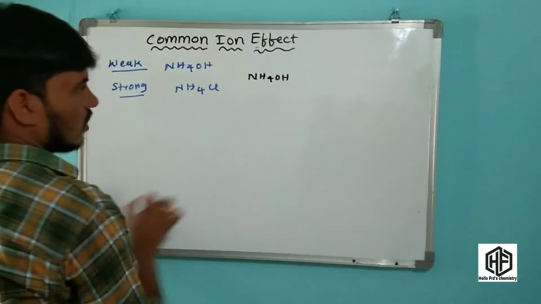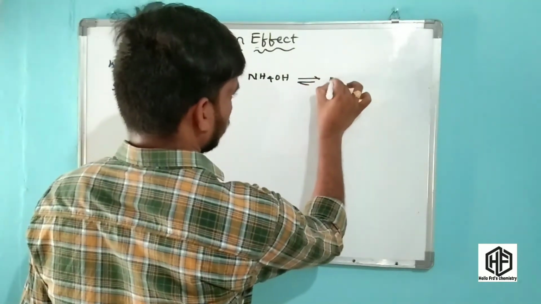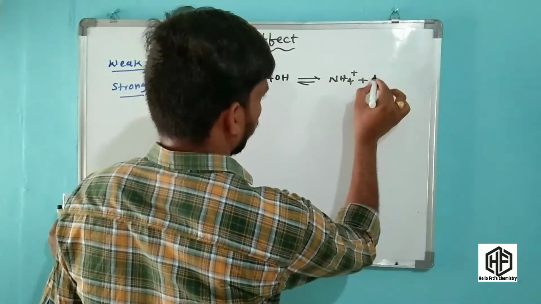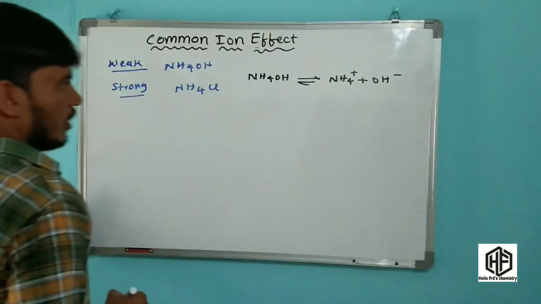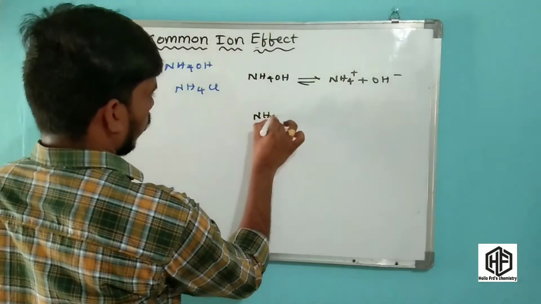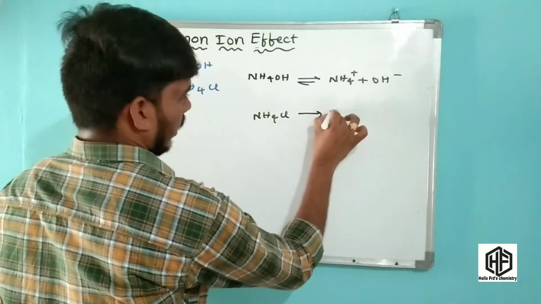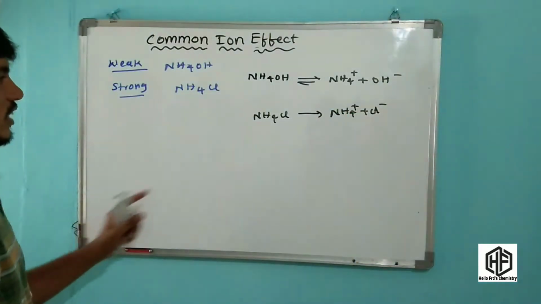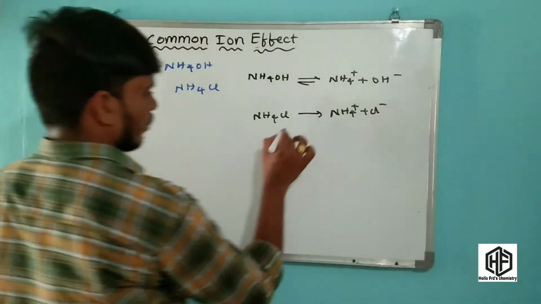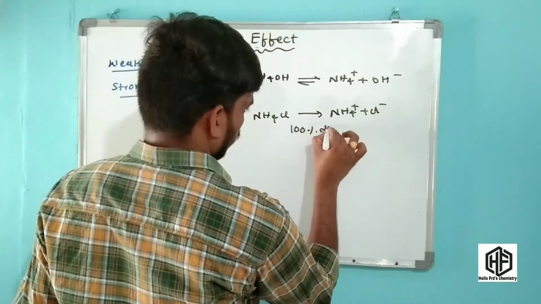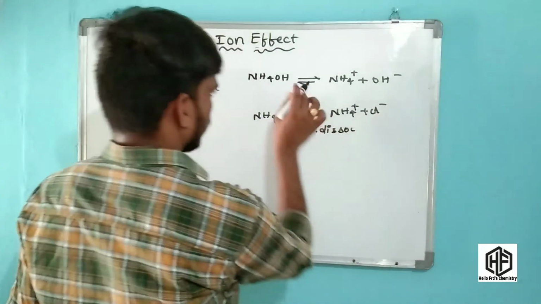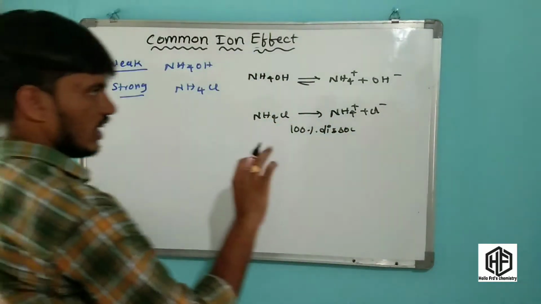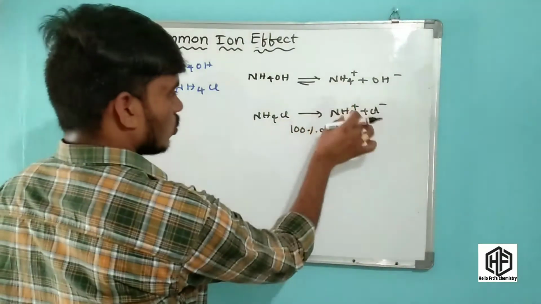NH4OH is a weak electrolyte. It is partially dissociated. It means NH4 plus and OH minus ions are present there. NH4Cl gives NH4 plus and Cl minus ions, friends. This is the strong electrolyte. This is 100% dissociated. NH4OH is partially dissociated because it is a weak electrolyte. Clear, friends? Now what happened there in these two solutions?